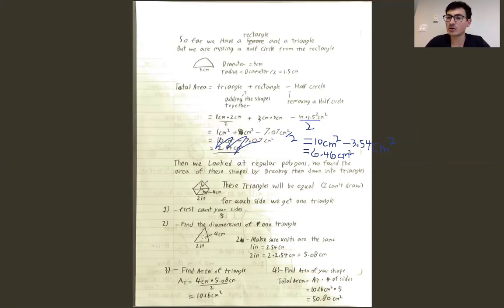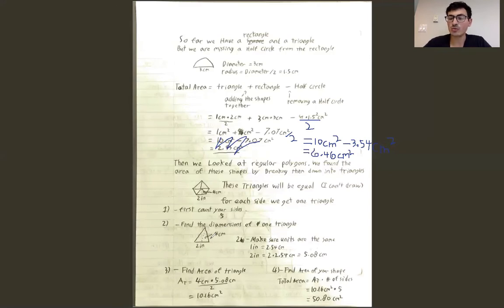So the first thing you want to do is you want to count the number of sides you have. So we have 5 sides in our pentagon. Next, let's find the dimension of one of our triangles, just so it looks a bit neater. So I've drawn this out again. So we got 2 inches by 4 centimeters.